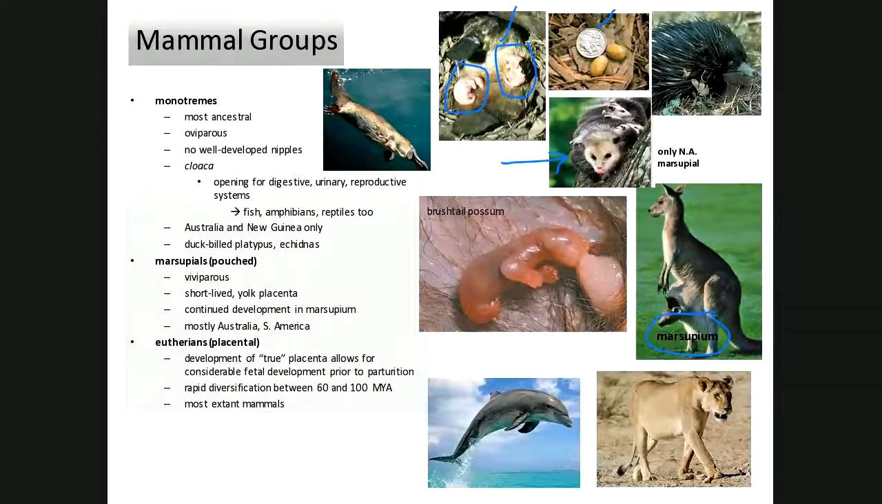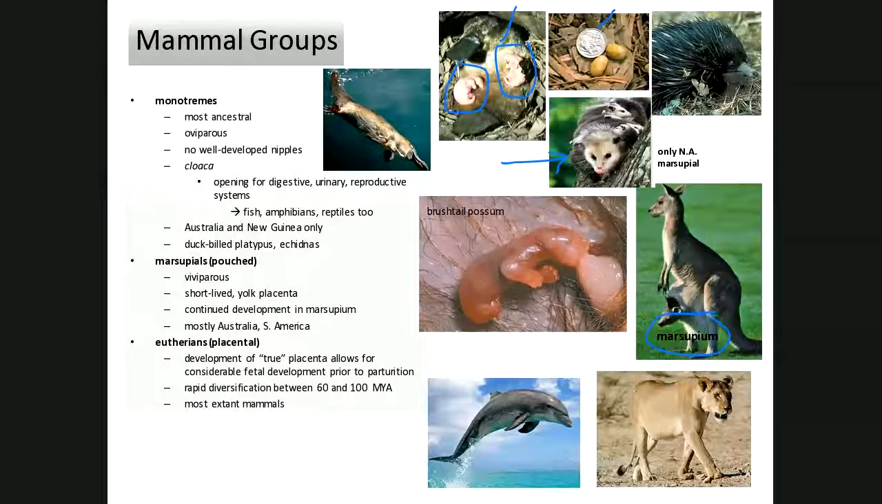The other group are the ones that produce the true placenta. This takes the idea of the marsupial and goes further. We deliver a much more well-developed young, with better chances of survival. Among the mammals, that must have been a real key to survival, because among the eutherian mammals we have a rapid diversification about 60 to 100 million years ago. And among the mammals today, the extant ones, most of them are eutherian, the placental mammals.